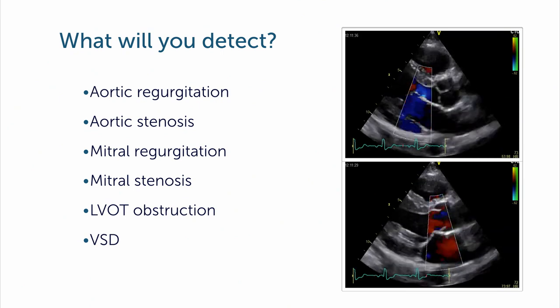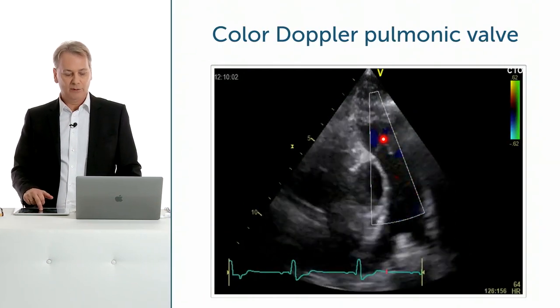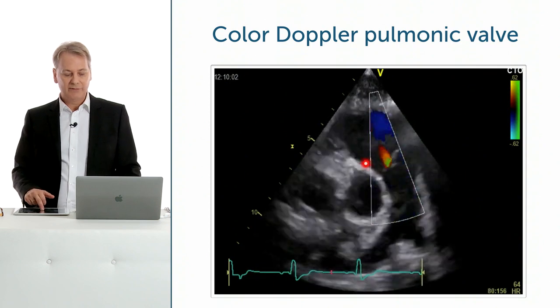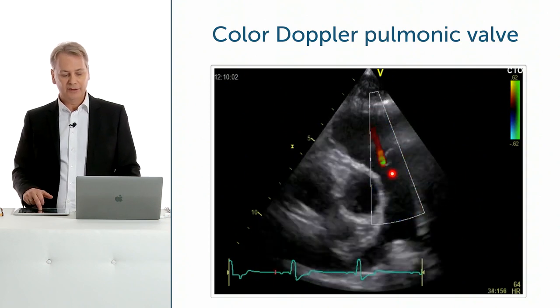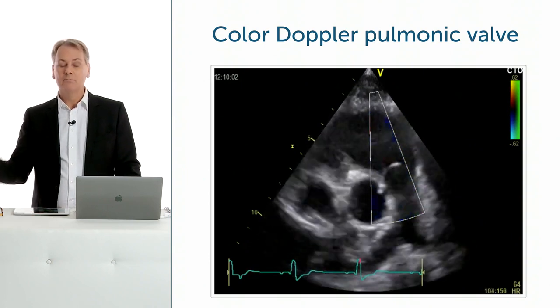And finally, you can also detect a ventricular septal defect, even though this is probably not the ideal view to visualize a VSD. The next view where we're going to use color Doppler is the parasternal short axis view, where we are visualizing the pulmonic valve. Here is a beautiful example of pulmonic regurgitation. Again, we have a very small sector to really capture the high frame rate. And we see this in probably most of our patients.